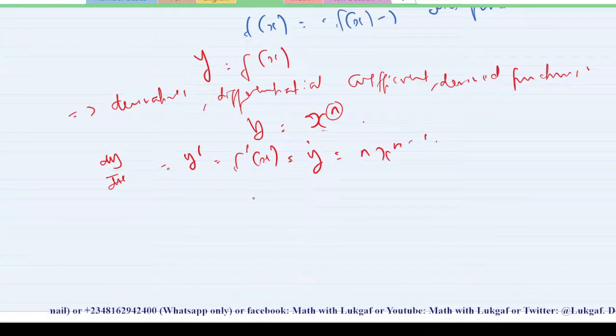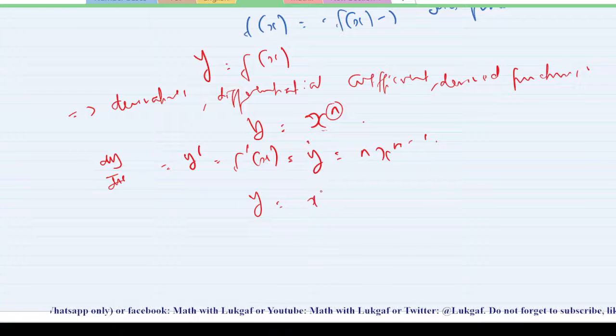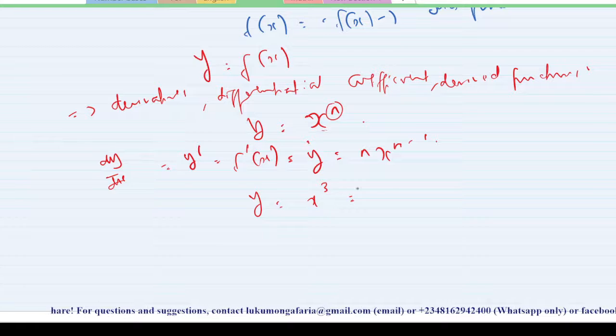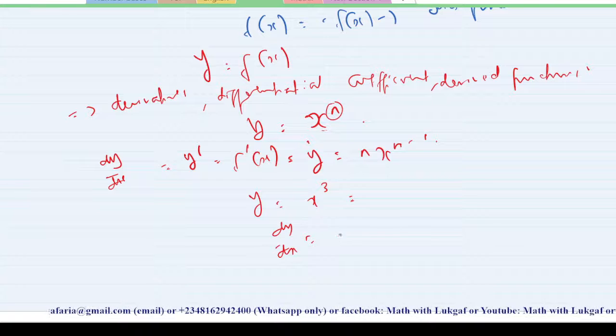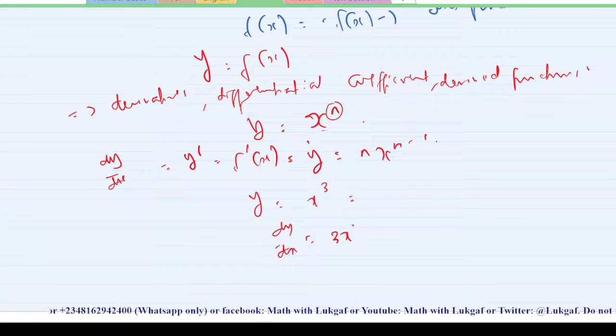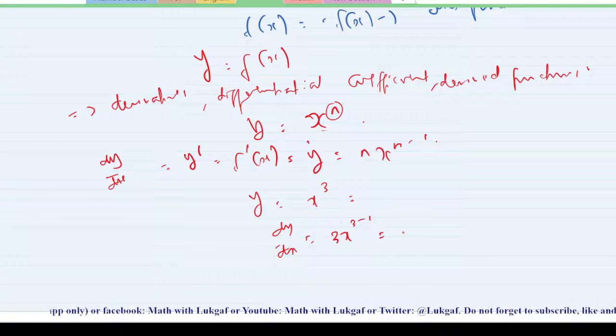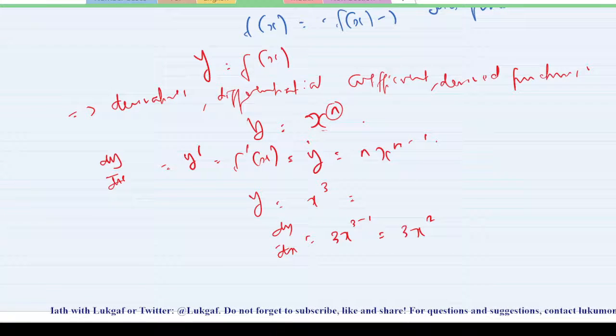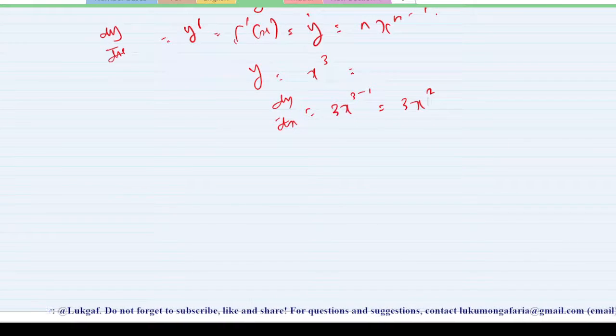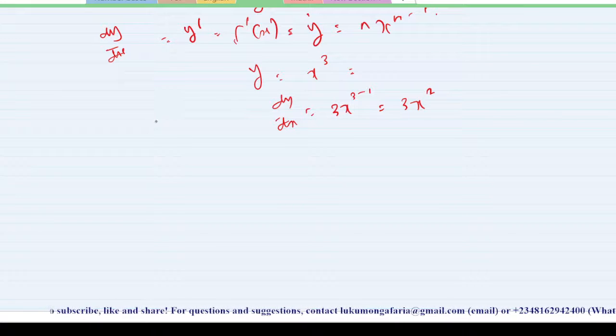For example, if I have y is equal to x raised to power 3, then you don't need to stress yourself. Basically, I will not go into the rules of differentiation because of the scope of this course. So if y is equal to x raised to power 3, then your dy dx is going to be what? 3x, then you subtract 1 from here, so that's 3 minus 1. That will give you 3x raised to power 2. Then if you understand that, let me give you an example to back it up.